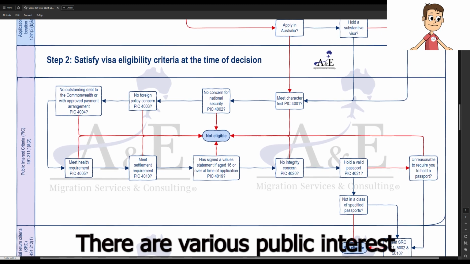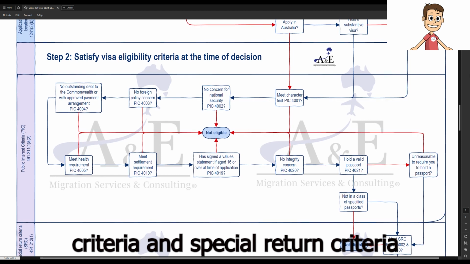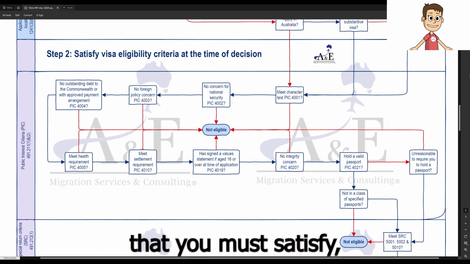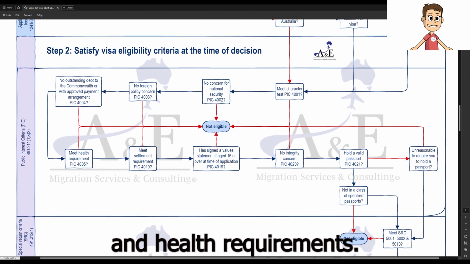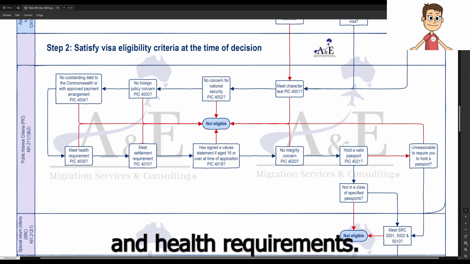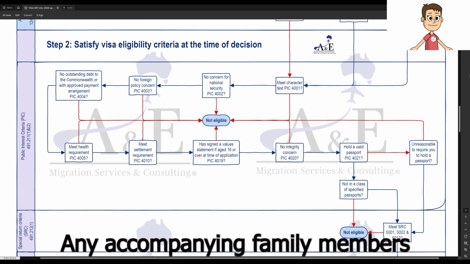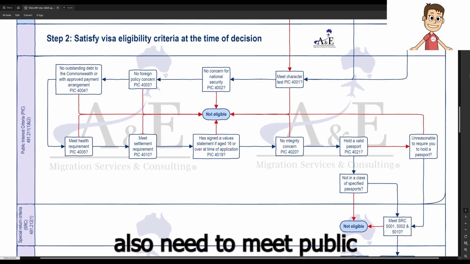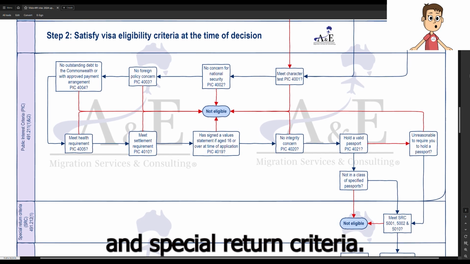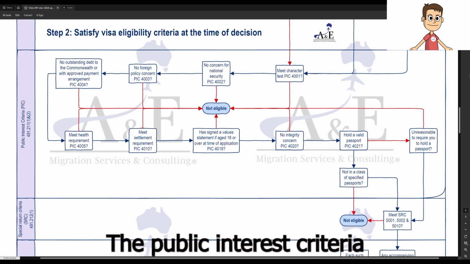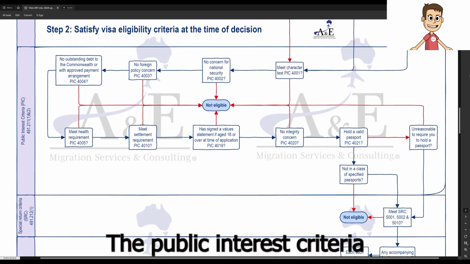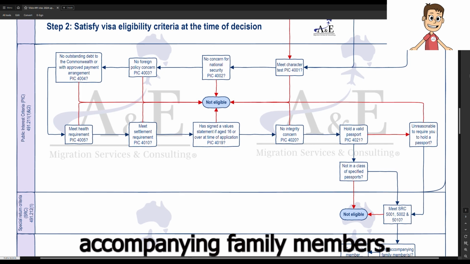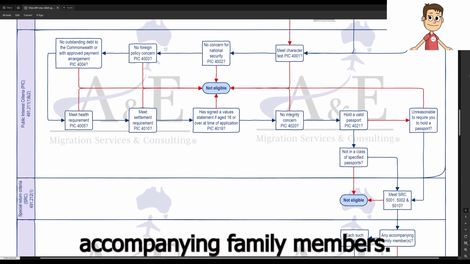There are various public interest criteria and special return criteria that you must satisfy, including the character and health requirements. Any accompanying family members included in your visa application also need to meet public interest criteria and special return criteria. Public interest criteria also apply to any non-accompanying family members.